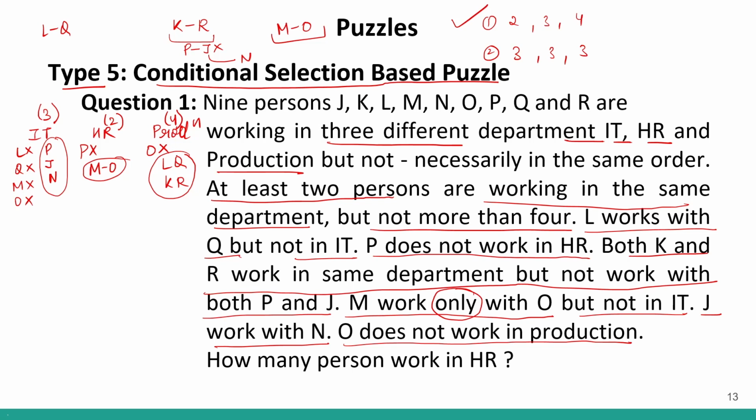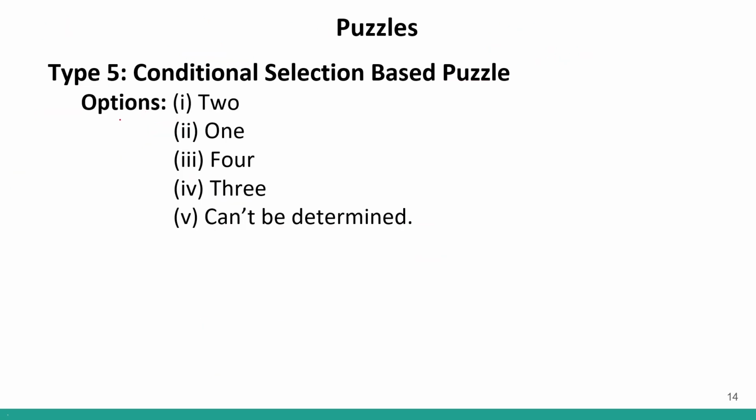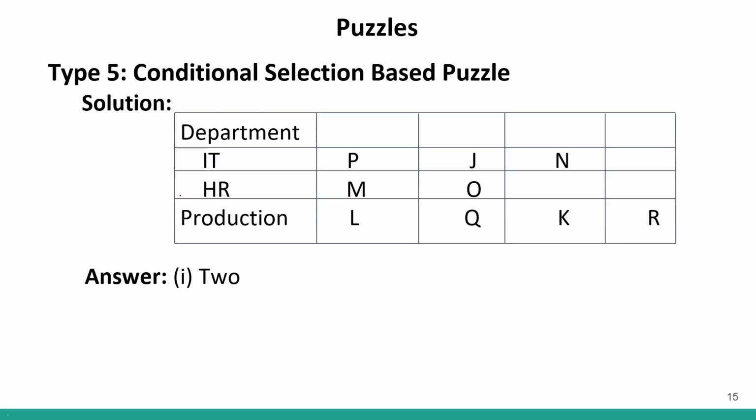Okay? Now let us look at the questions that are based on it. The first question is, how many persons work in HR? So in HR we know that 2 people work in HR. So if I look at the options, option number 1 says 2. So this will be the correct answer. Option number 1. 2 people work in HR. Okay?